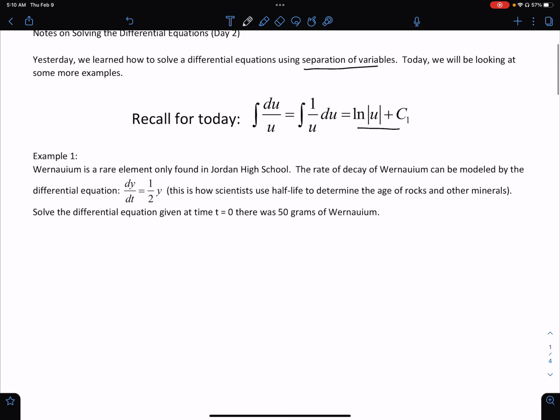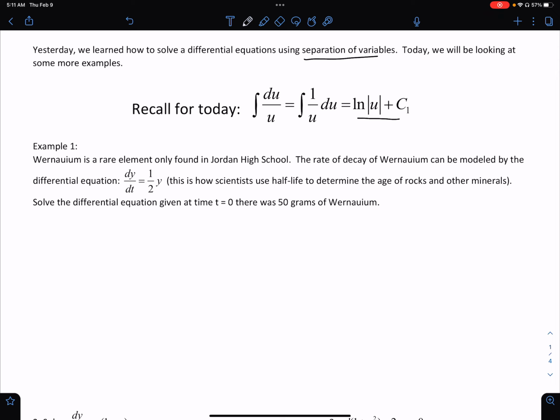So let's take a look at a very special example to me. There is a very rare element found only at Jordan High School. It's called Wornallium. The rate of decay of Wornallium can be modeled by a differential equation, dy/dt equals 1/2 y. Now, for those of you who are familiar with the equation exponential growth and decay, this differential equation right here is really what scientists use to determine half-life and the age of rocks and other minerals and other elements as well. So we want to solve the differential equation.